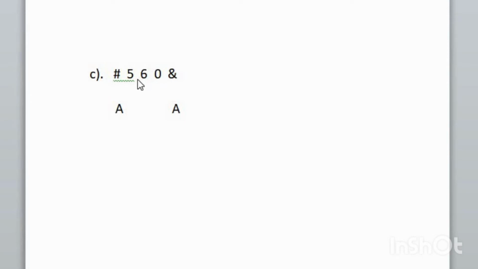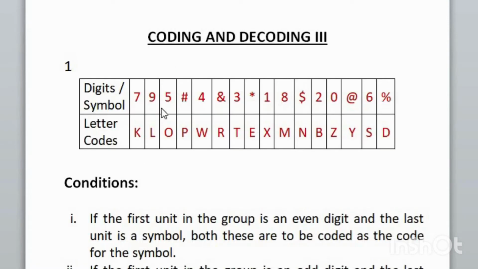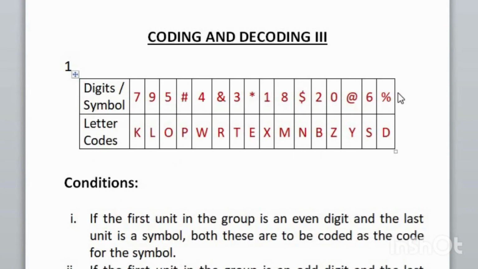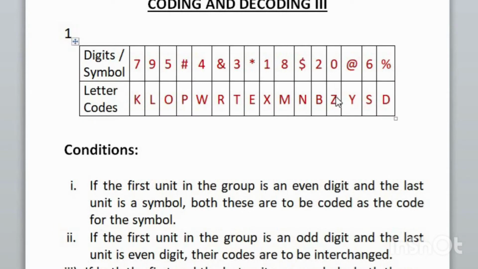Now the rest remains the same, that is, for 5, 6 and 0, the letter codes remain the same as per the table. So for 5, the letter code is O. So 5 can be replaced with O. Now the next number is 6. The letter code corresponding to 6 is S. So instead of 6 we can write S. And for 0, from the table the letter code for 0 is Z. So 0 can be replaced with Z. So the answer is A, O, S, Z, A.